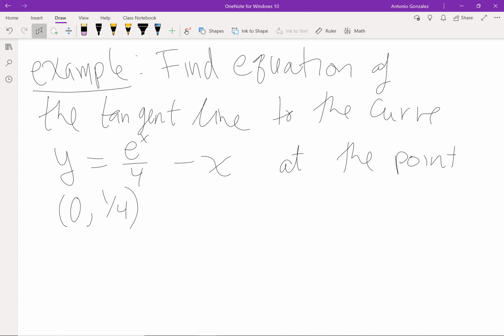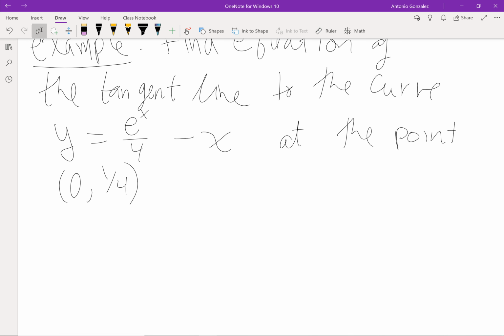So what do we need to find? In general, for the equation of a line, we need a point and a slope. All right. Okay, so we have a point. We're given 0, 1/4. So now the next thing I need is a slope. Now, how do I find the slope of the tangent line? That involves a derivative. So let me find y prime.